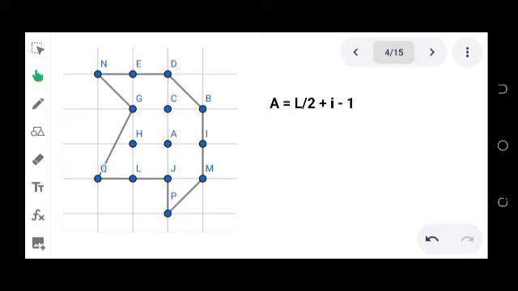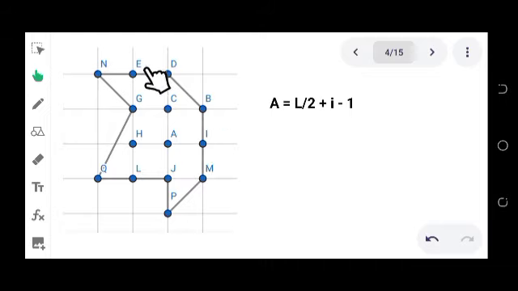But Pick's theorem saves us from doing such long computations. So let's try to use the ready formula. You have A = L/2 + I - 1. Again, L is the lattice points. These are the points found on the perimeter.